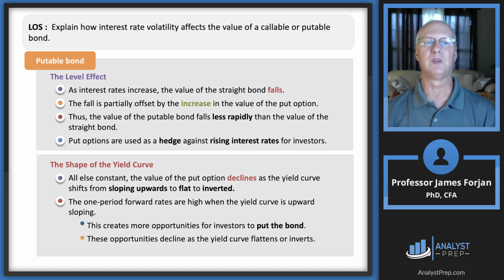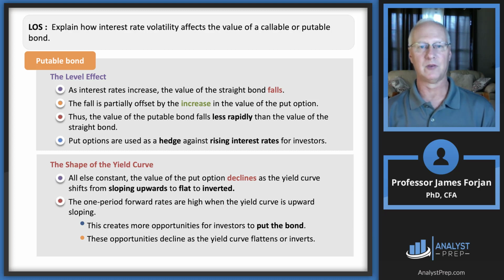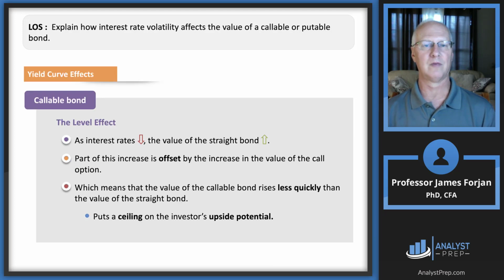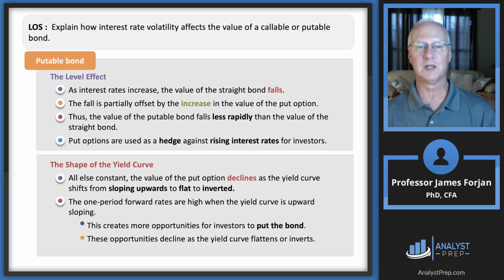All right, we can quickly summarize the putable bond here after I spent all that time on the callable bond. So for the level effect for the putable bond, as interest rates increase, the value of the straight bond falls, right? We know this. But this is partially offset by the increase in the value of the put option. So look at that third circle point. The value of the putable bond falls less rapidly than the value of the straight bond. So what did we have right back here? Callable bond rises less quickly. Putable bond falls less quickly.